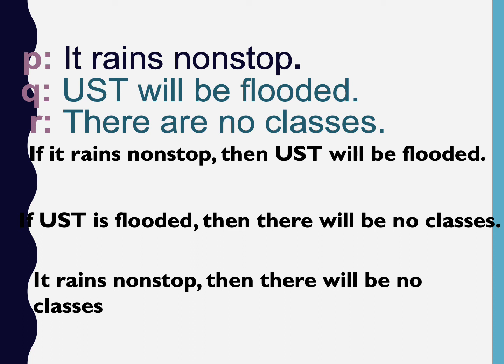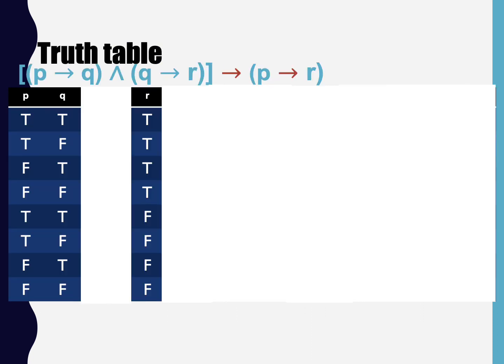Let's set up our conditional statements. For the first conditional statement, we will have if P, then Q. For the second conditional statement, we will have if Q, then R. Then for the last conditional statement, you will have if P, then R. Now let us set up the truth table. So you will have if P, then Q, and if Q, then R, then if P, then R.